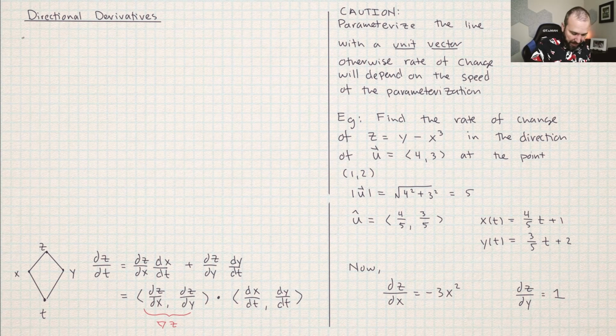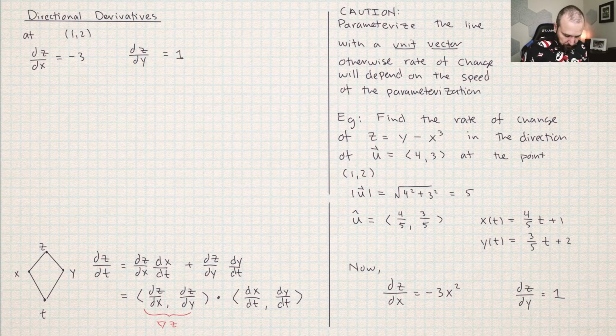So at (1, 2), ∂z/∂x, plugging in the 1 right there, is going to be negative 3. And ∂z/∂y, well, it's just a constant. It's always 1.